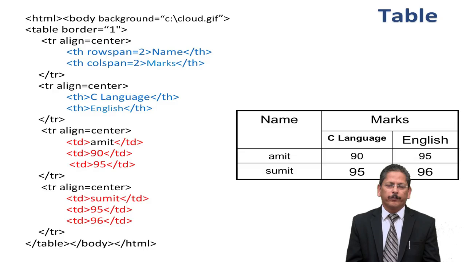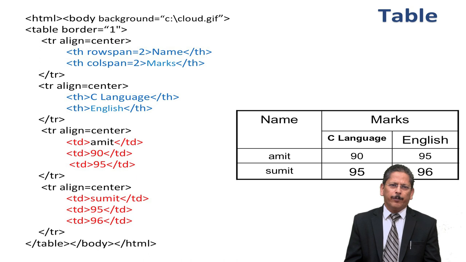But in this example we have two columns and three rows, so we can also have this type of values. To store this type of value, we require row span as well as col span. Now see this one. Here again, one example is given.